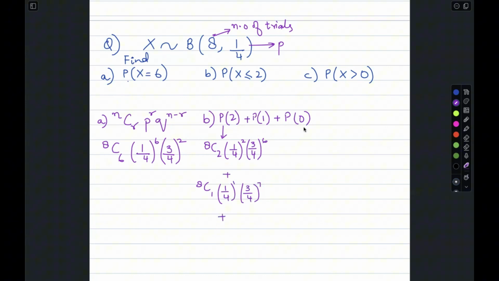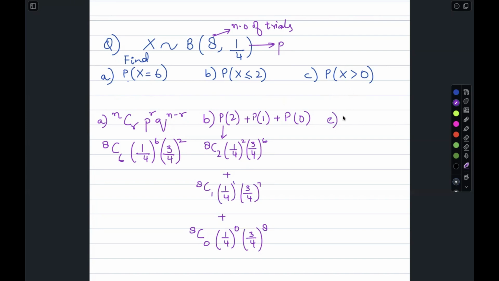And for probability of 0, we can write it as 8C0, 1 upon 4 to the power 0, and 3 upon 4 to the power 8. We can substitute this in the calculator and add them up to find the probability for X less than or equal to 2. Now in part C, it says X is greater than 0.